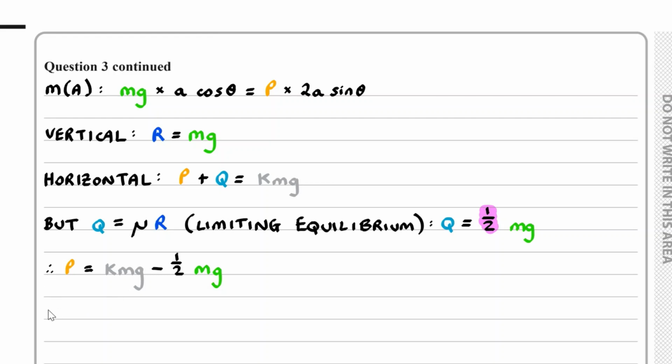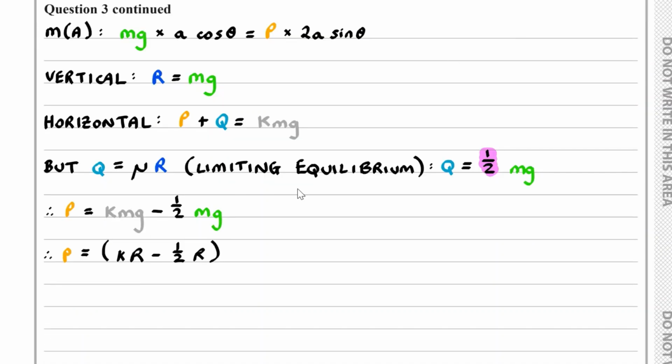So therefore, P is equal to K minus, rather here, we've got mg equaling R, so we've got KR minus 1/2 R as the value of P. So that's where this R comes from.